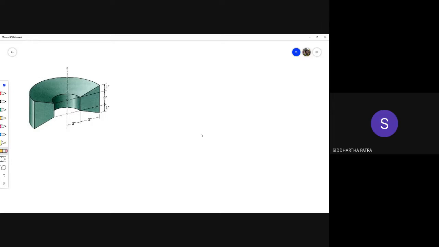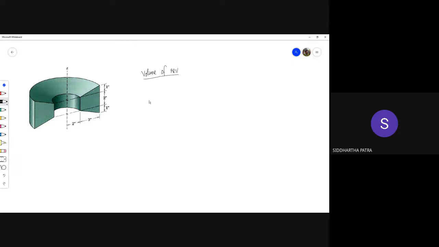Okay, so you have this trapezoidal shaped geometry, and the dimensions have been given. So can you now find out how much would be the volume of revolution?